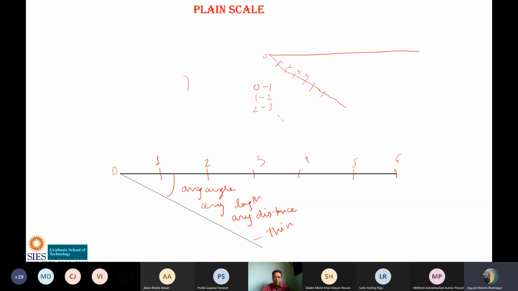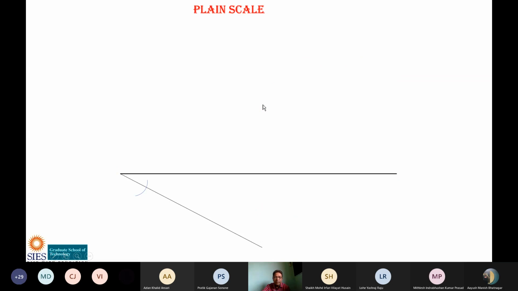Okay, so I hope this is clear to you. Now whatever I have explained to you, same thing you can see now. First arc, second arc, third arc. So every time this distance is equal.